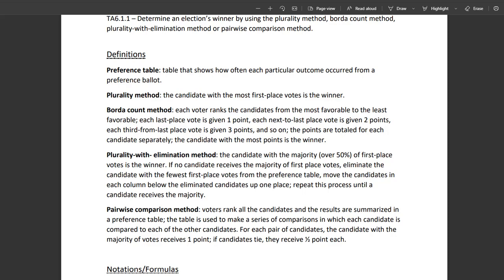In this video, we are going to determine an election's winner by using the various voting methods. So the definitions that we're going to be looking at, we have a preference table. That is just a table that shows how often each particular outcome occurred from a preference ballot. And then we have four methods for voting down here. We have the plurality method, the Borda count method, plurality with elimination method, and then the pairwise comparison method. So I'm going to go through each of these methods in an exercise.